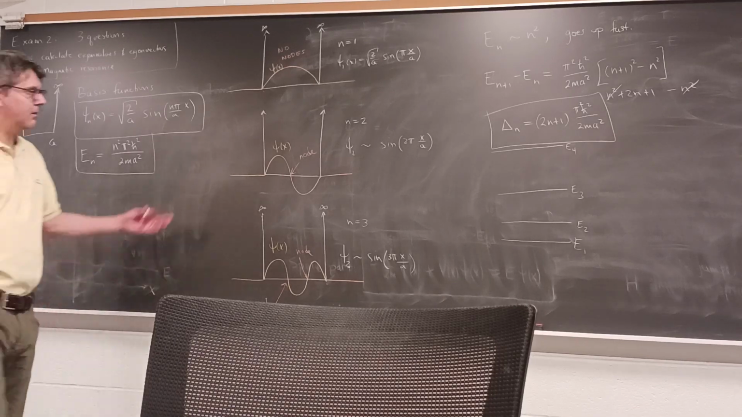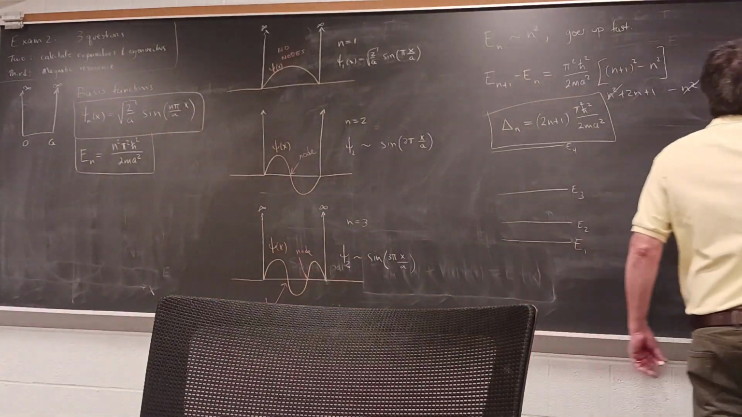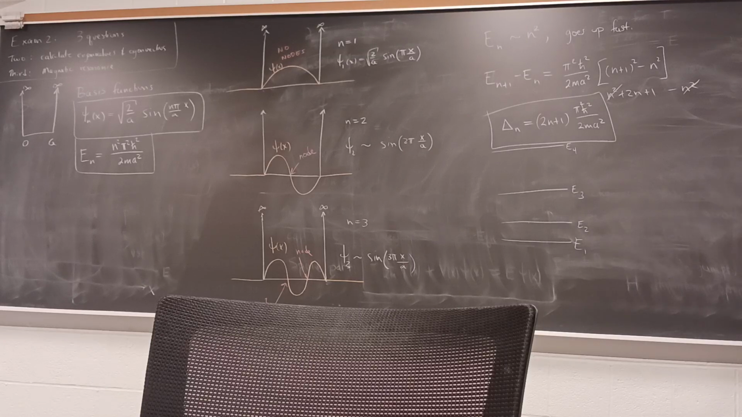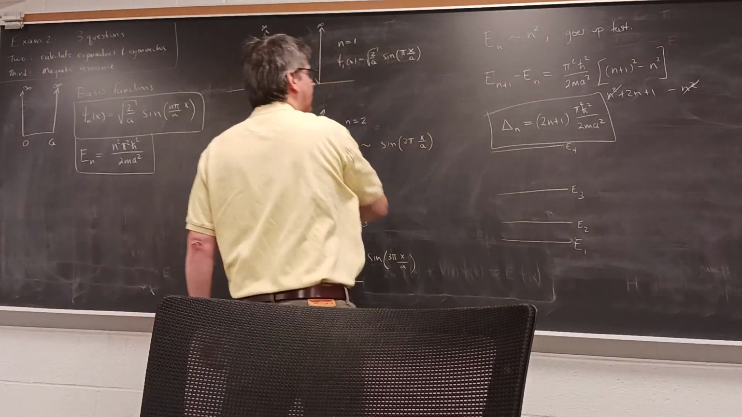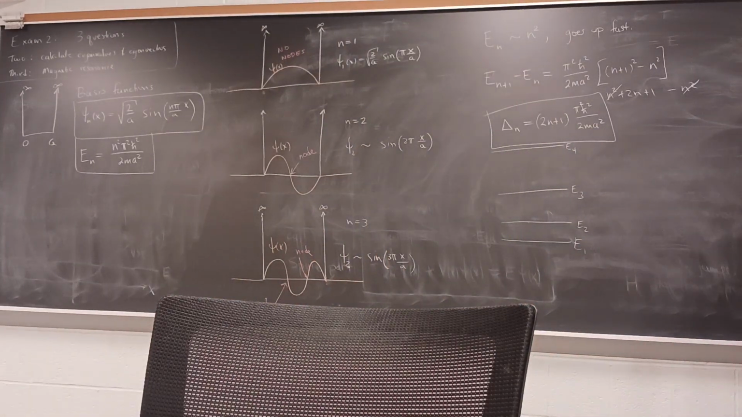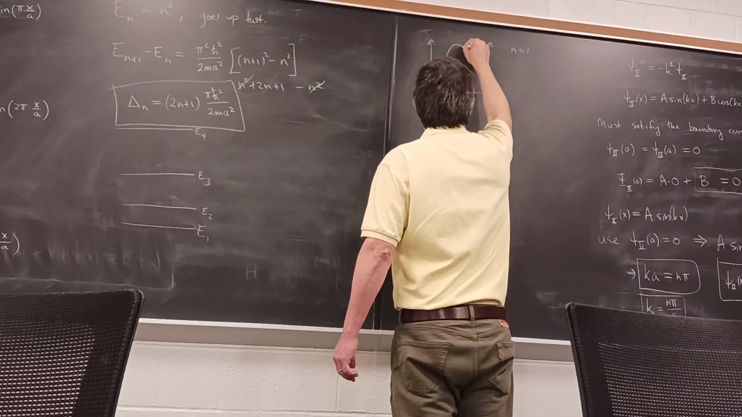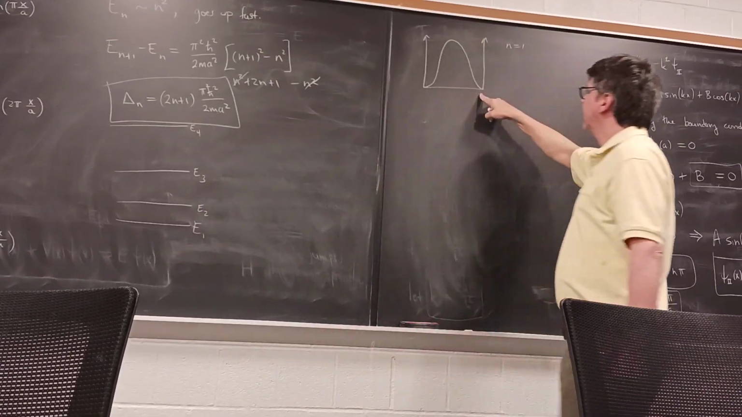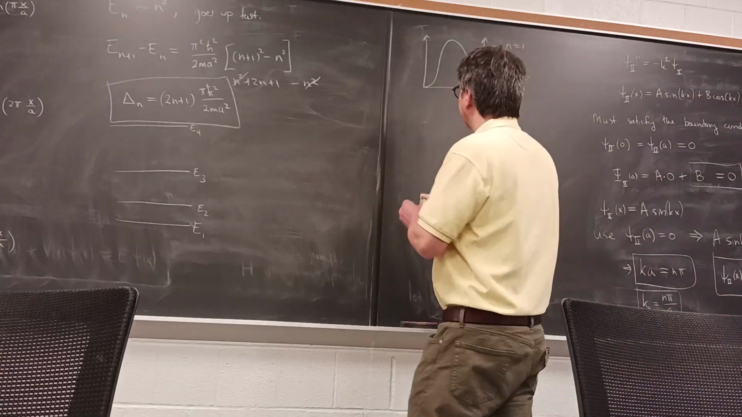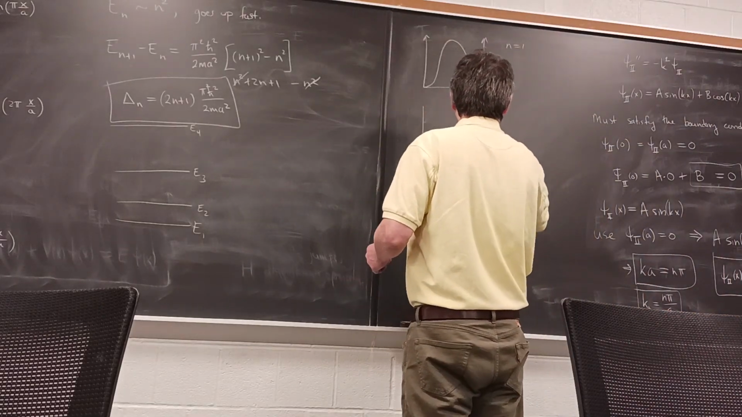All right, and then the probability of finding the particle, you can draw that. So for n equals 1, the square of the wave function here will look something like this. If you have n equals 1, the probability to find it is mostly just right in the middle of the box.